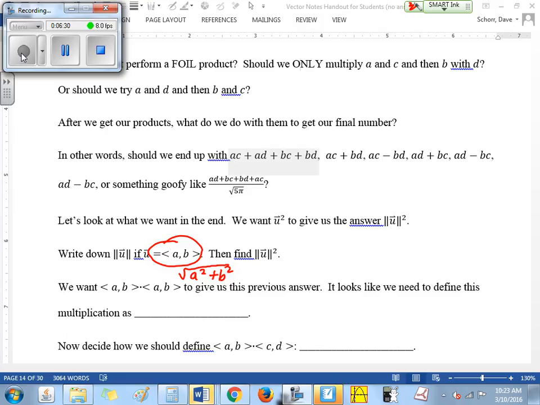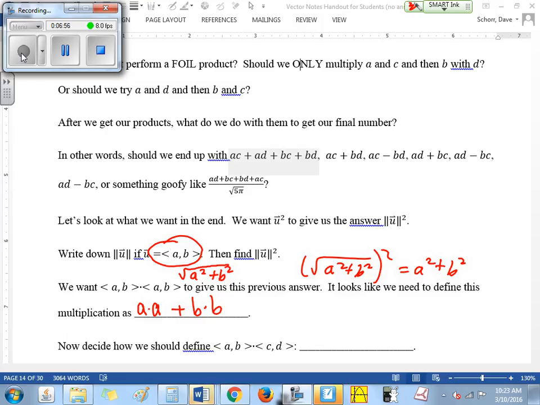What would squaring that give us? So if we squared that, what would that give us? A squared plus B squared. So we want vector AB times vector AB to give us A squared plus B squared. So it looks like we need to basically go this route. A times A plus B times B.